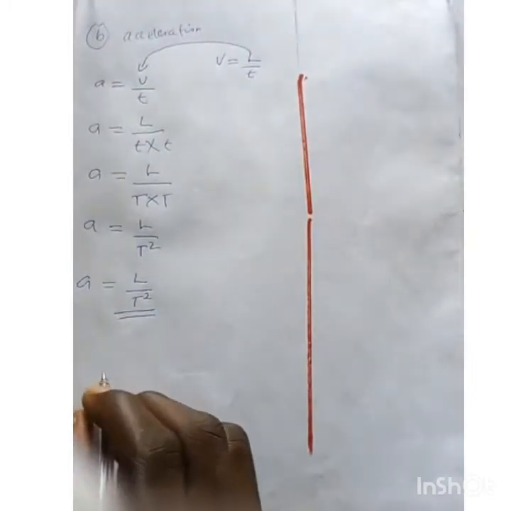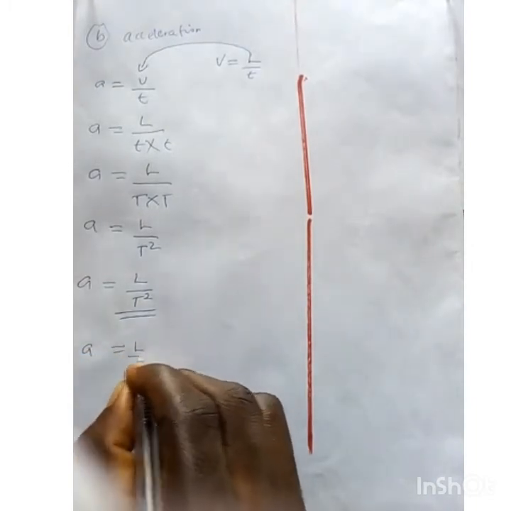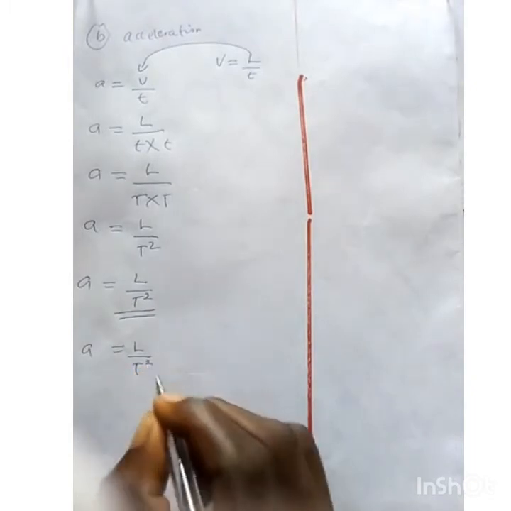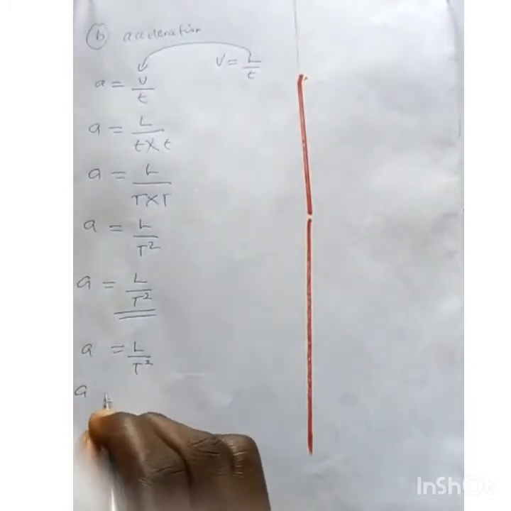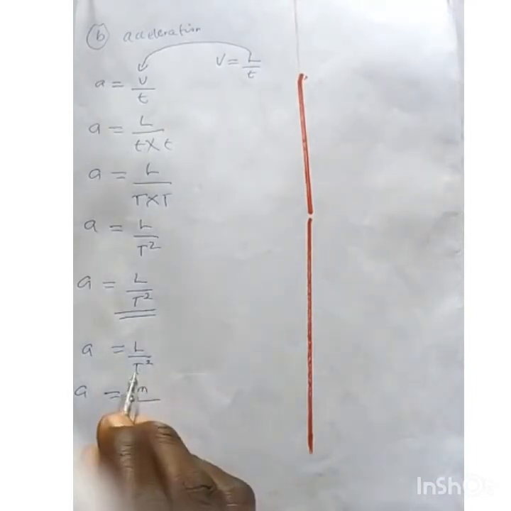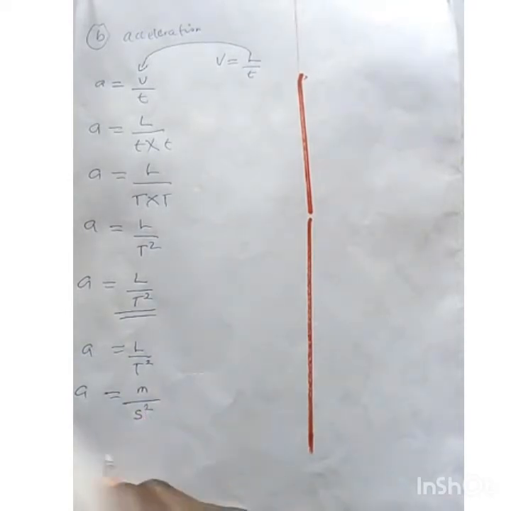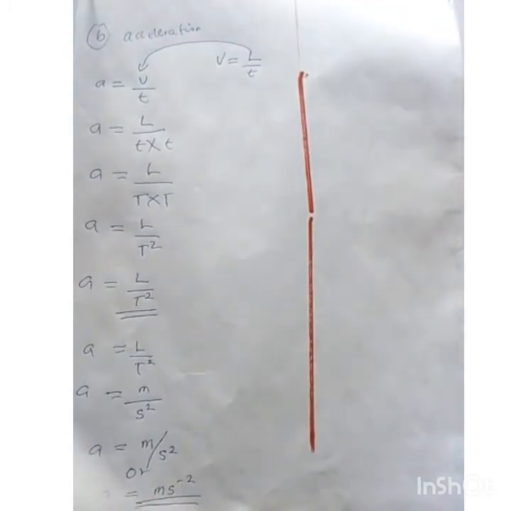To find its unit, you can say that A equal to length all over t squared. And remember, length is in meter. This is equal to meter all over t is in second. And since there is t squared here, then it is going to be second square. Your A now is equal to meter over second square, or A equal to meter per second square. This is the dimension for acceleration.